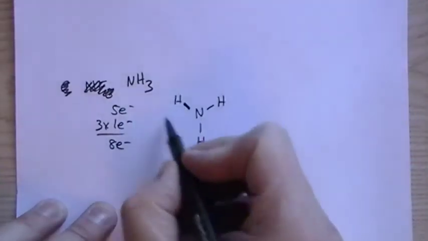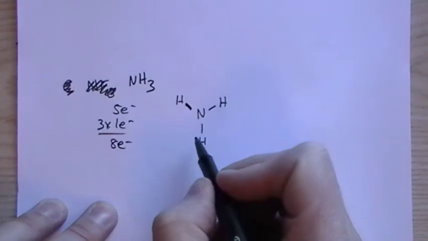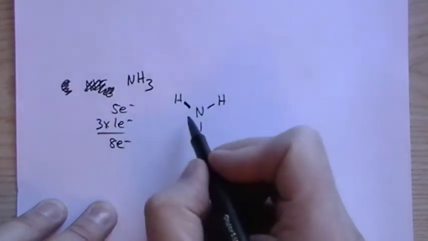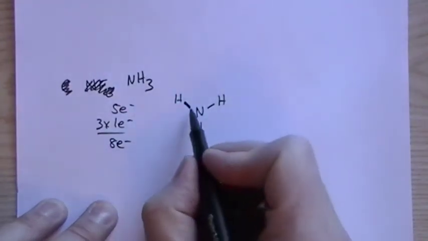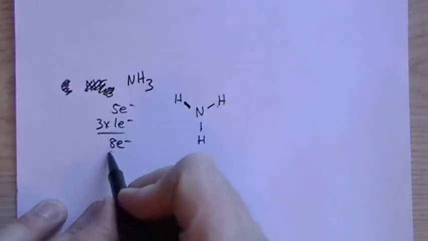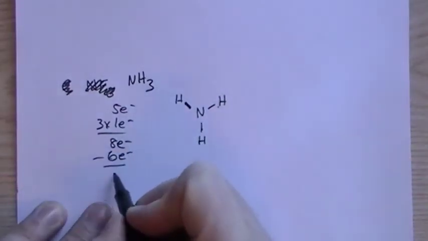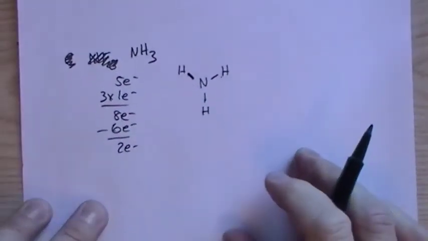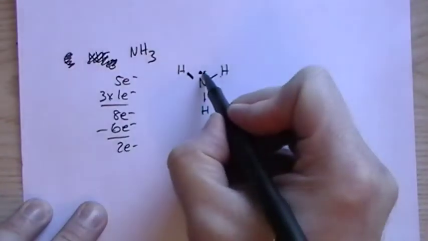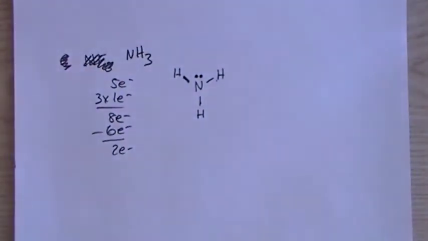So even though it doesn't fulfill its octet, it has all the electrons it needs. So 2, 4, 6. There's 8 that we have to use, so the 2 that are left go on the central atom. Now that's the first time we had to do that. That's the rule. Once the outer atoms are set, then you put the rest of the electrons on the central atom.